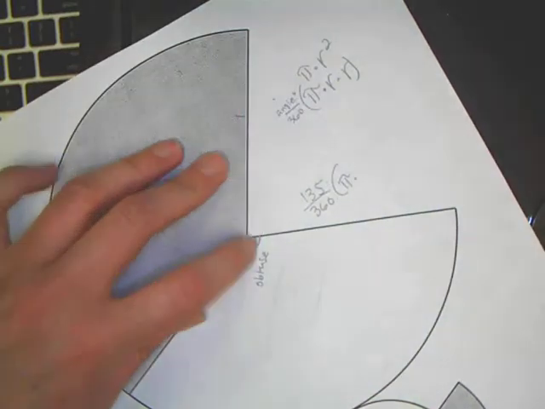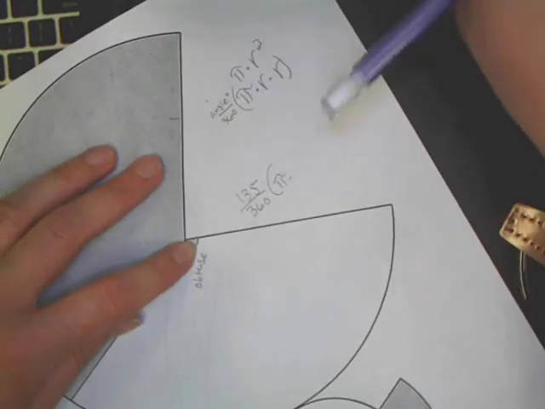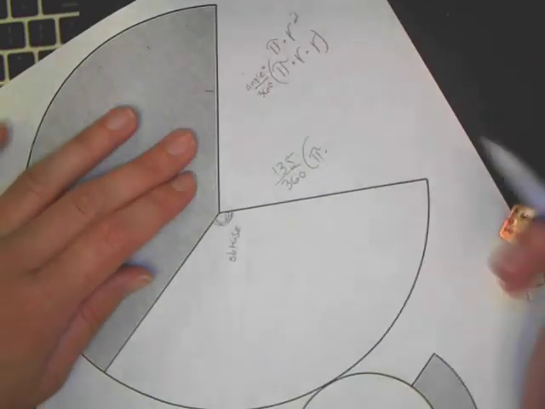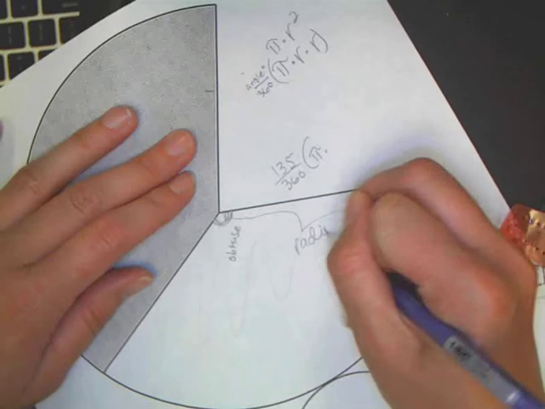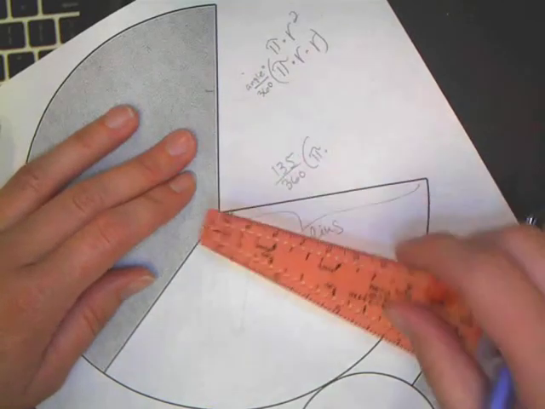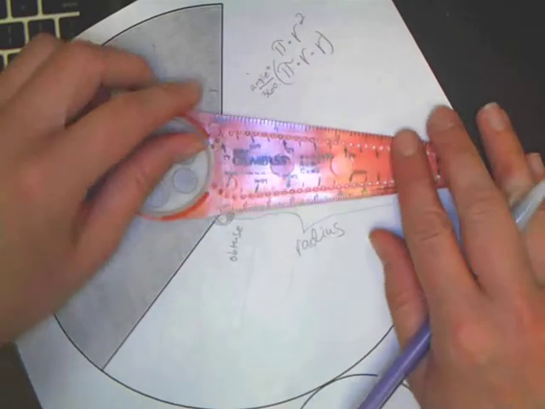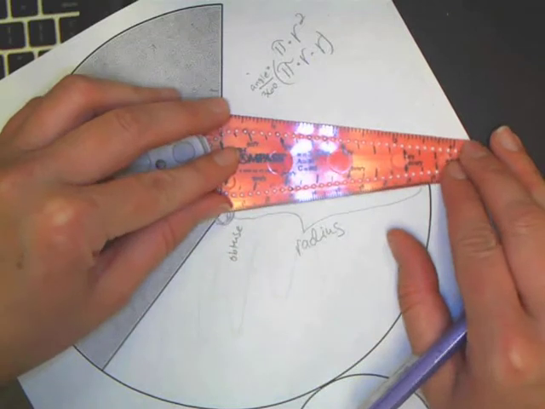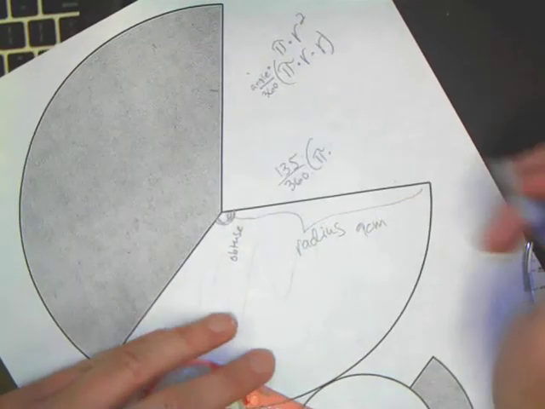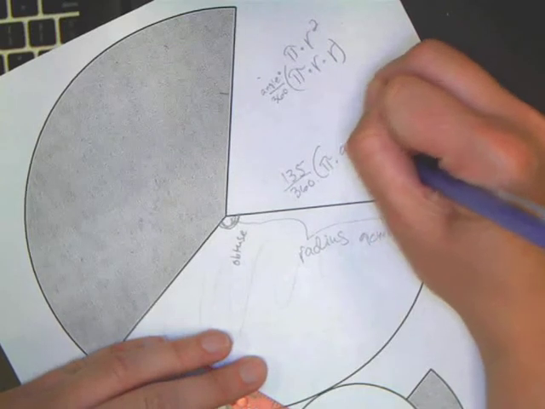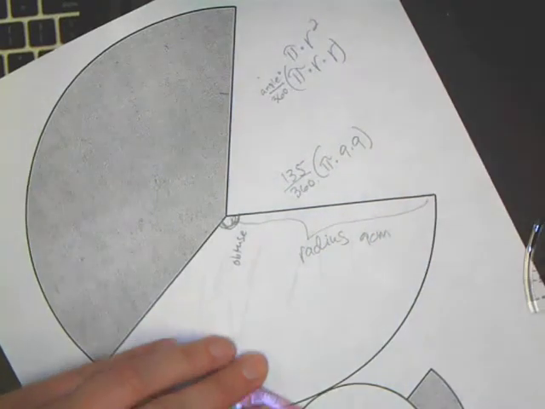So my formula is going to be 135 degrees of 360, that portion, times pi times, I still need to measure the radius. So I'm going to take the radius, which if I zoom out, this is still the radius of a circle. I'm going to measure that in centimeters. My radius is 9 centimeters. So I'm writing that down. So I have pi times 9 times 9.